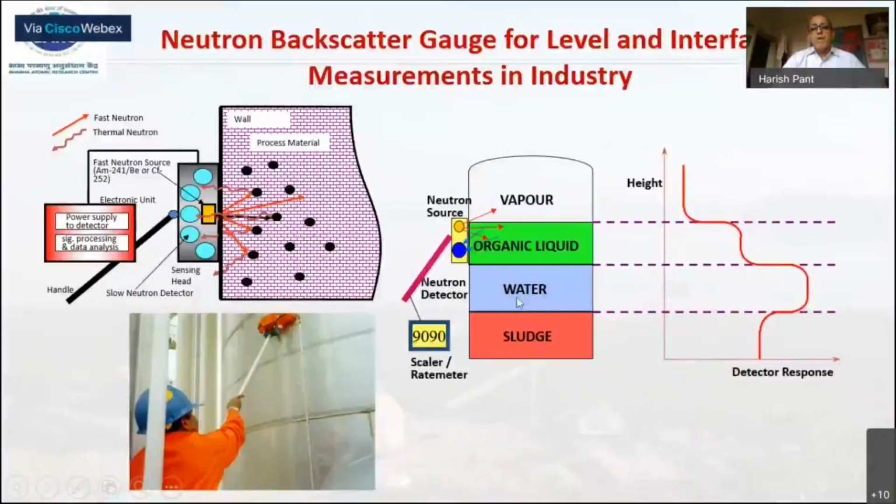Now, if you come down, then you have the water here. Water contains hydrogen atoms, and here the neutron and hydrogen atom have almost the same mass. So the backscattering will be maximum. And you can see here the intensity of the backscattered radiation when there is water in between. And then there is sludge at the bottom, and you can see.